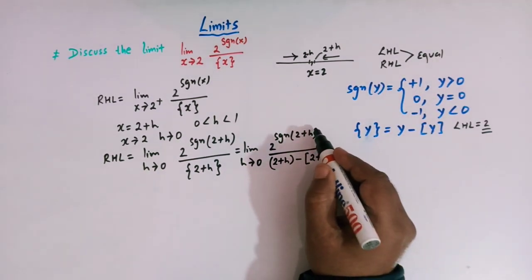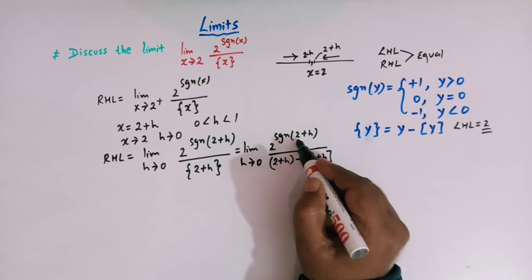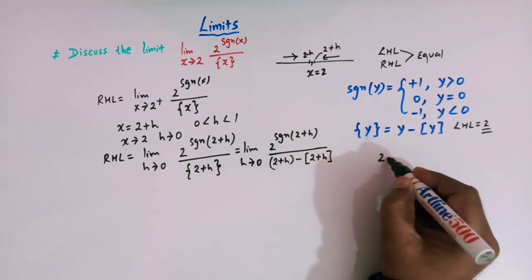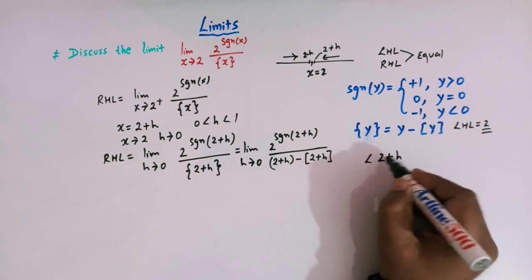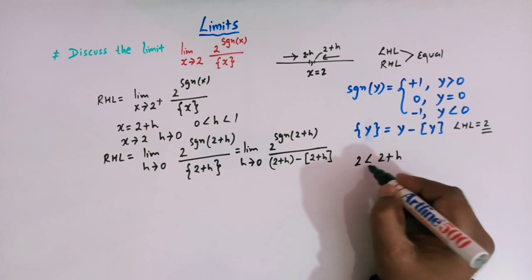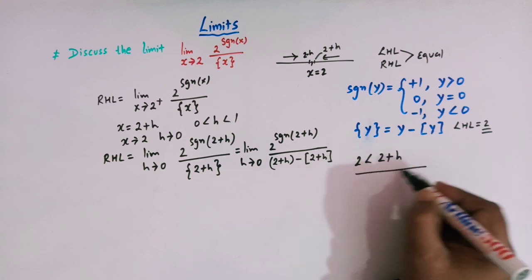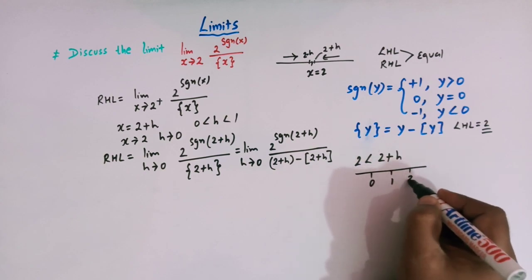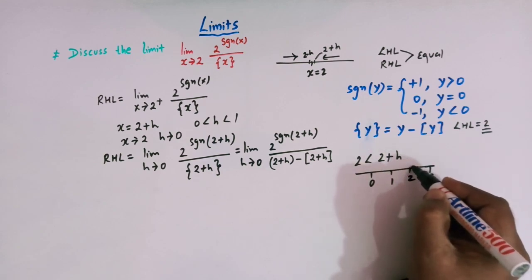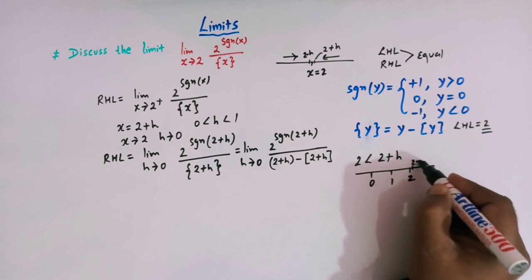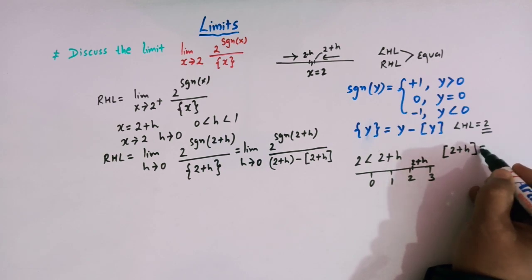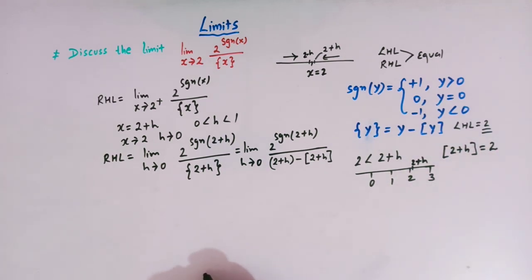Now let us assign values to signum of 2 plus h and greatest integer of 2 plus h, right? See, 2 plus h is slightly greater than 2 because h is a positive quantity. So here we have 0, here we have 1, here we have 2, and suppose here we have 3, right? 2 plus h is very close to 2, and here we have 2 plus h. If we take the greatest integer of 2 plus h, then it is equal to 2, right?